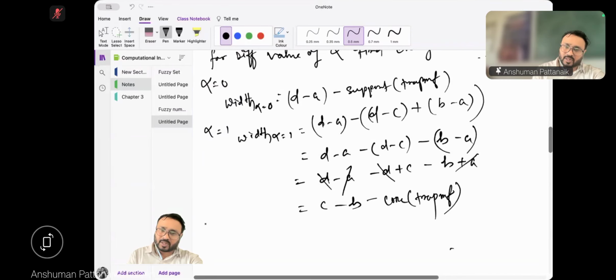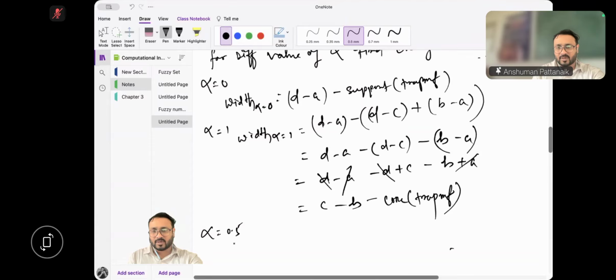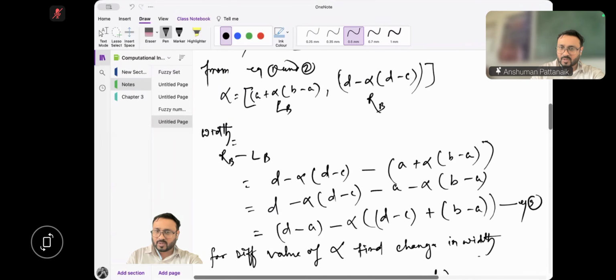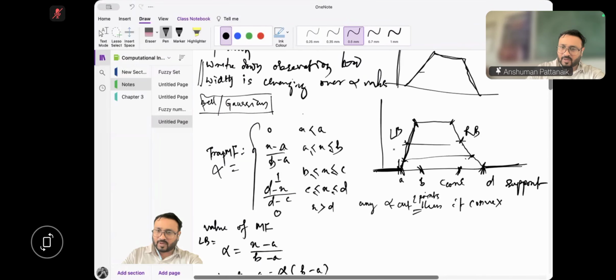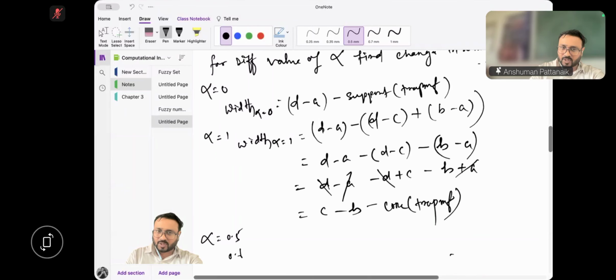Similarly, in between 0 and 1, let's assume alpha is equal to 0.5. You put 0.5, then you calculate. Then let's try for 0.6 and calculate and so on. So if you observe, while the alpha value is increasing, the width is actually decreasing. So you have three observations.